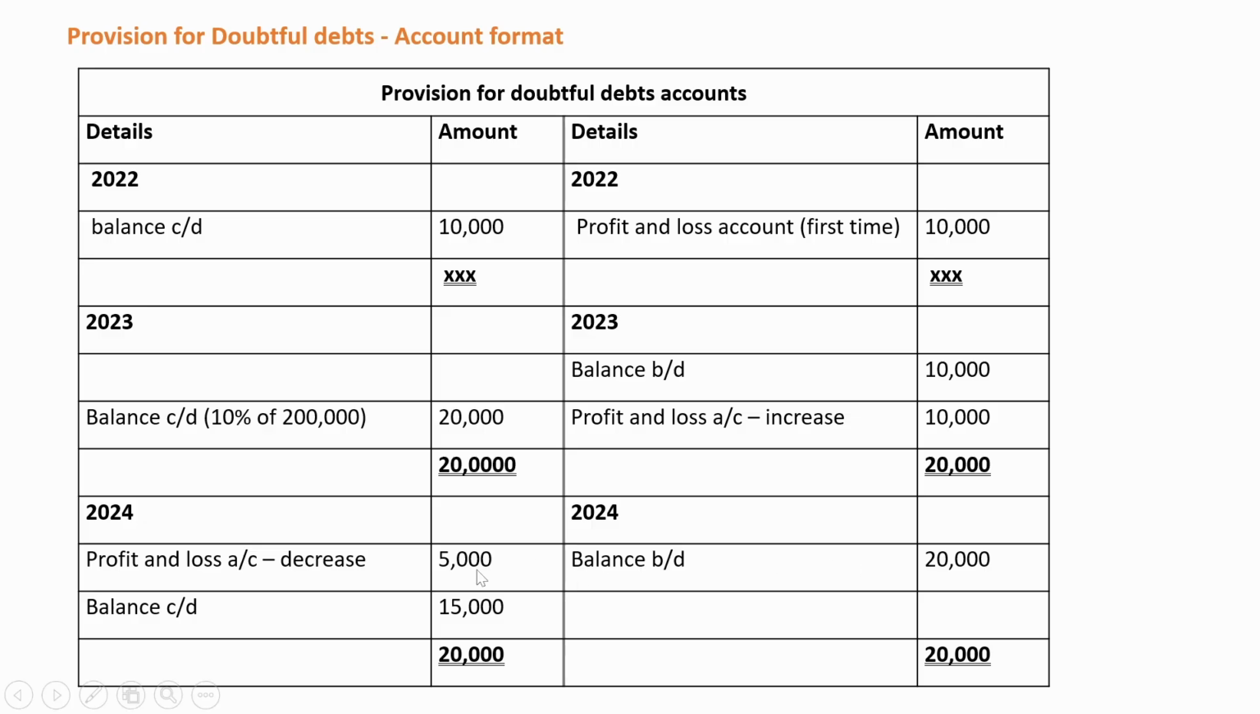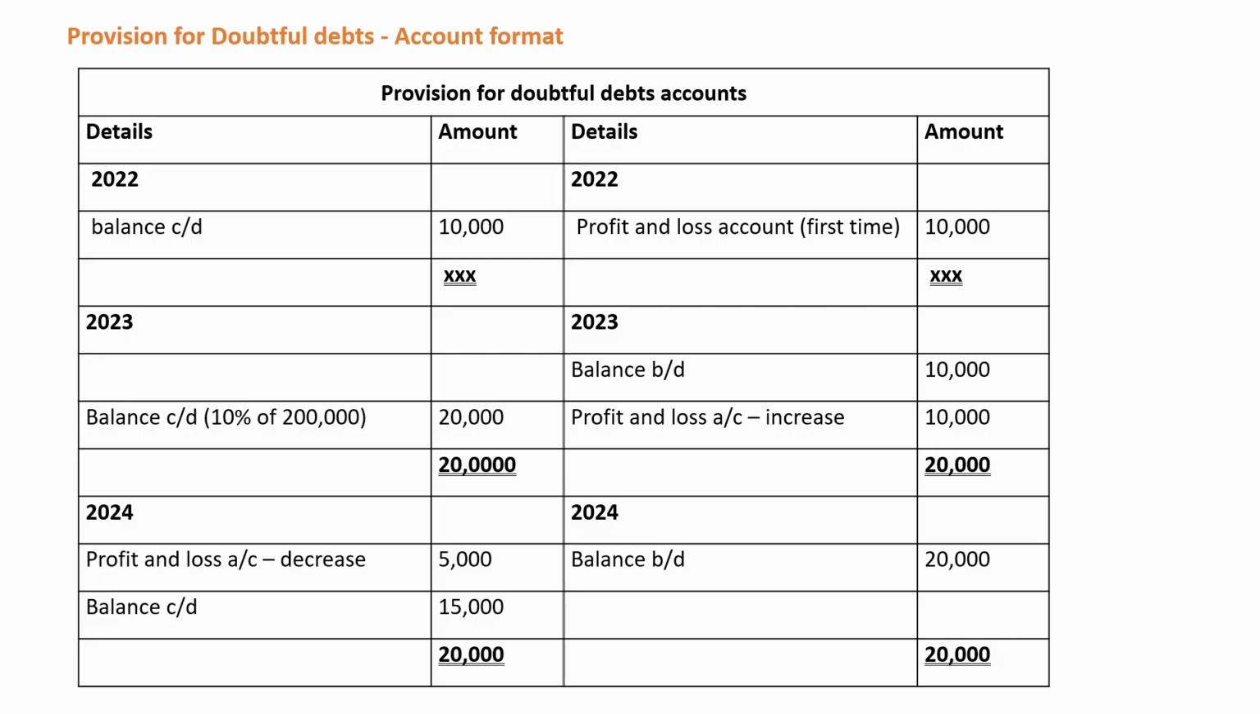And the difference is on which side? The difference is on the debit side. So if it is on the debit side, it is a decrease. It means there is a decrease in provision for doubtful debts. So whether it is a decrease or an increase, all of them will be taken to the profit and loss account. So 5,000, record the totals for both sides, and you are done with the account. So that is how we prepare provision for doubtful debts account.